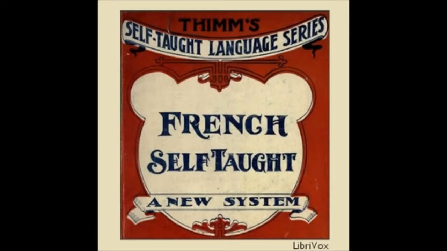Fourth conjugation. Infinitive mood, present, Vendre, to sell. Past, Avoir vendu, to have sold. Participles, present, Vendant, selling. Past, Vendu, sold. Ayant vendu, having sold.